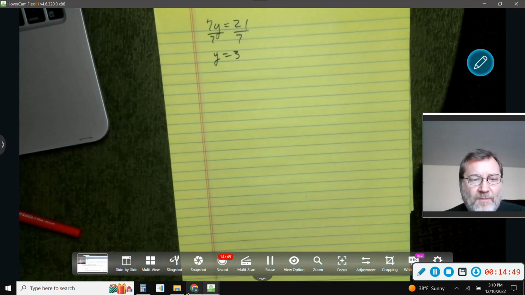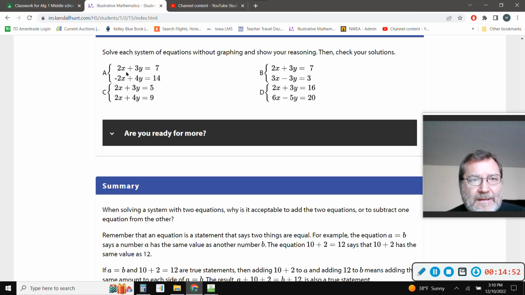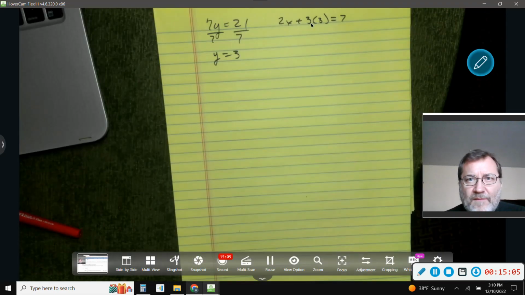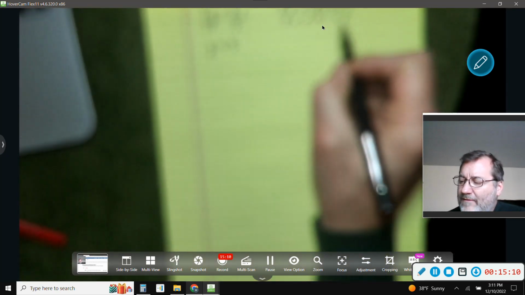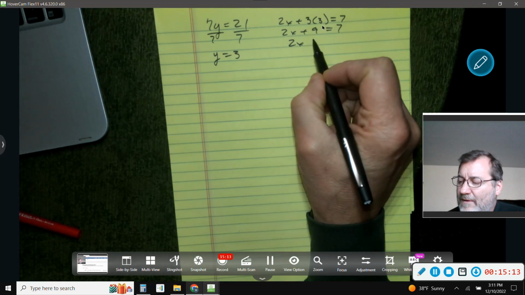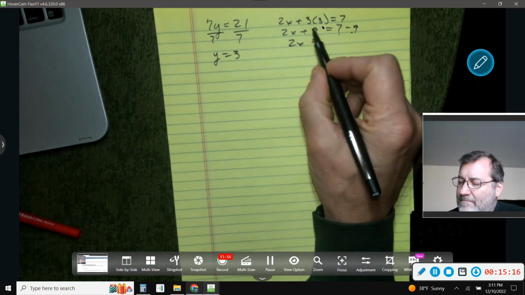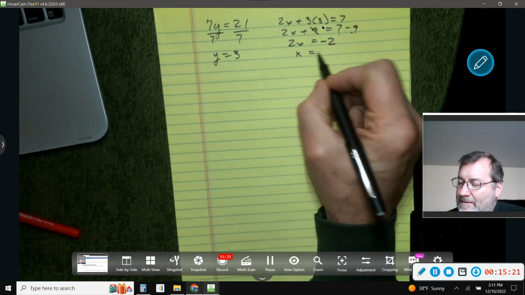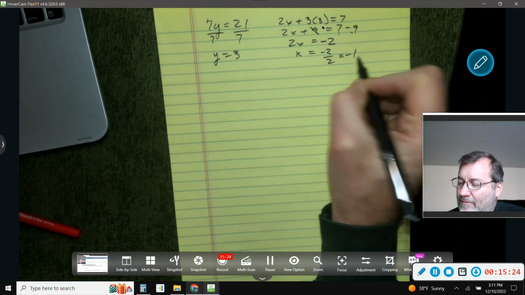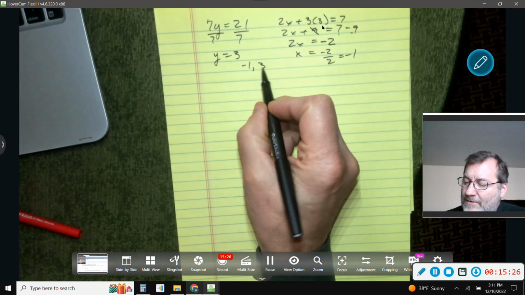Then if you go back here, y equals 3. So you have 2x plus 3 times 3 equals 7. You're basically substituting the 3 you just found in for y. So 2x plus 9 equals 7. Subtract 9 from both sides. 2x equals, what's 7 minus 9? You get negative 2. x equals negative 2 divided by 2, which is negative 1. So negative 1 comma 3 should work.